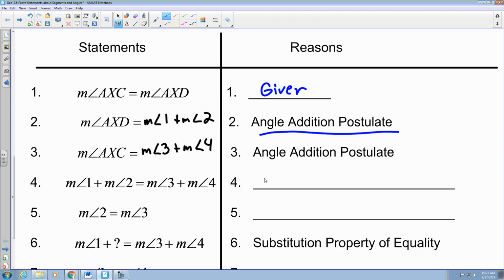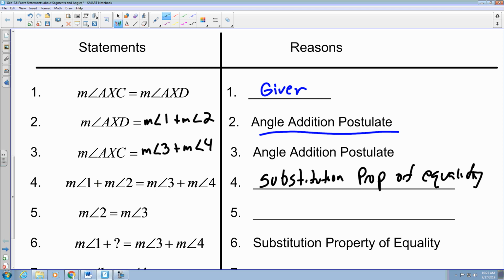Moving forward, it now says that the measurement of angle 1 plus the measurement of angle 2 is going to be equal to the measurement of angle 3 plus the measurement of angle 4. The reasoning for this being a true statement is the substitution property that we talked about yesterday. Because the given was that those two angles were equal to each other, so now we're just setting their angle addition postulate values equal to each other, so then we go from there.